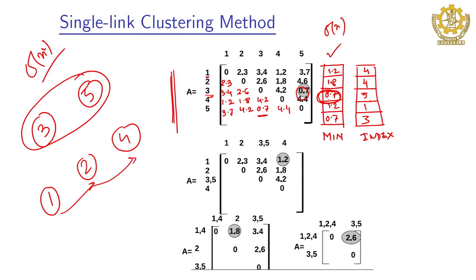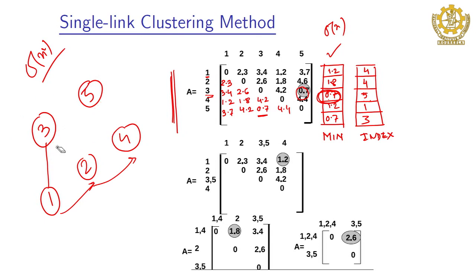Now, the thing is that we know the distance. So, how do you update this distance matrix? We know the distance from 1 to 3, we know the distance from 2 to 3, we know the distance from 4 to 3, because this is everything we will get from the distance matrix. And we merge these two clusters, because it is a single linkage.